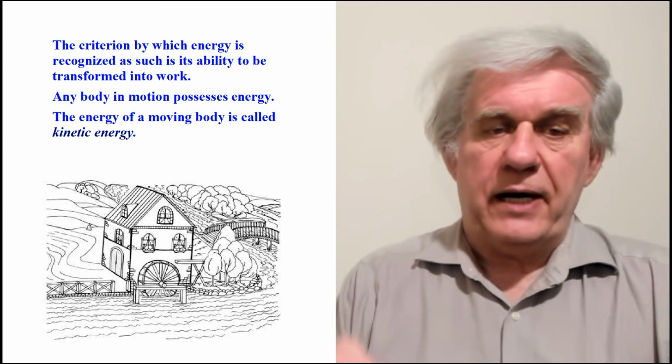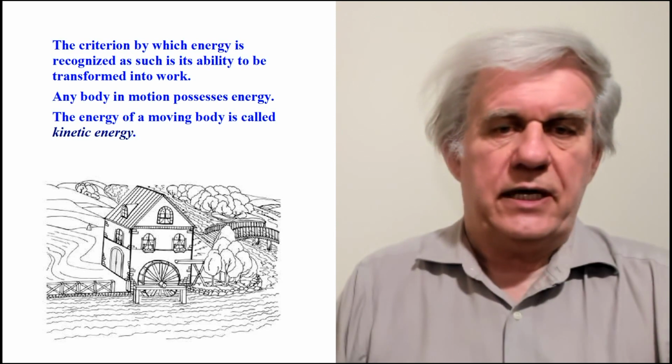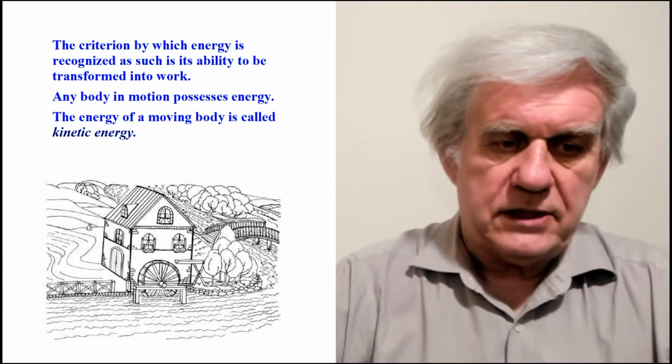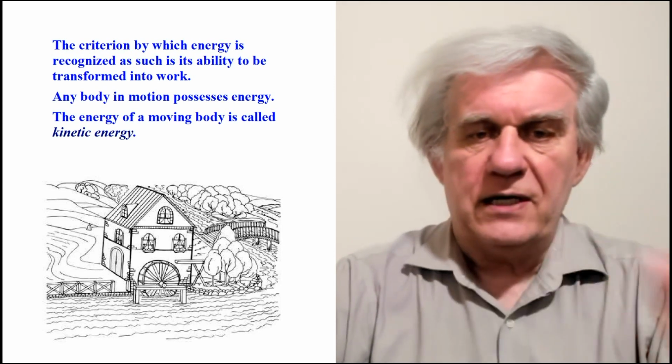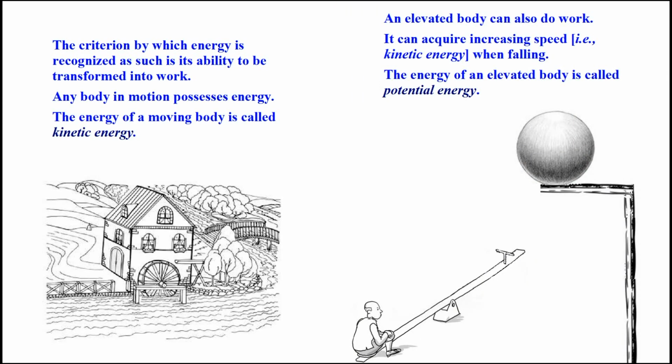The energy of a moving body is called what? Kinetic energy. Kinetic referring to motion. But that's not the only type. There are more kinds, but these are the main ones. Potential energy. An elevated body can also do work. It can acquire increasing speed, that is, kinetic energy when falling. The energy of an elevated body is called potential energy. So we have kinetic energy, which is energy of motion, and potential energy, static energy ready to be used for something. And again, all this has to do with technology.